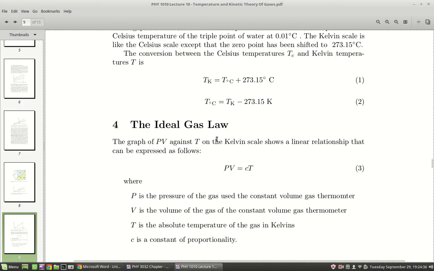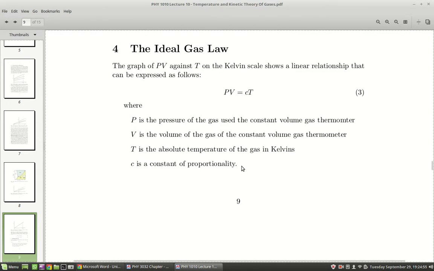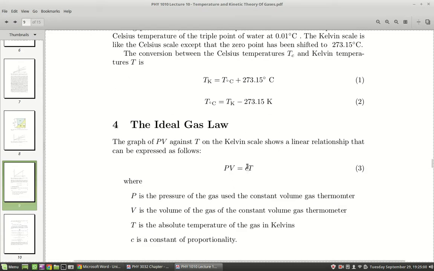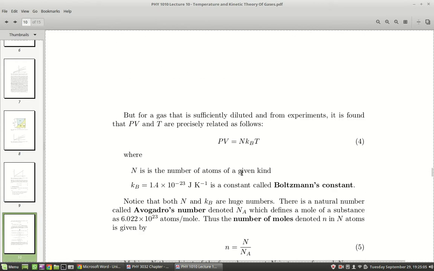So you can describe the calibration line on the gas thermometer you use for calibration to be this: PV equals C times T. The P is the pressure, the V is the volume, then the T is the temperature, and C is the slope or the proportionality constant. Okay. From extensive experiments which have been done by people in the past, we know that this C is actually equal to N times this thing called Kb.